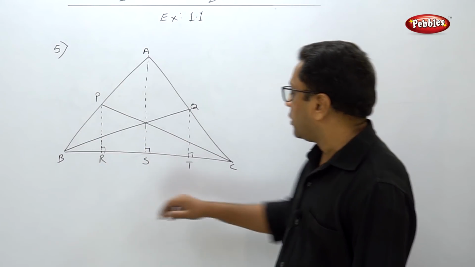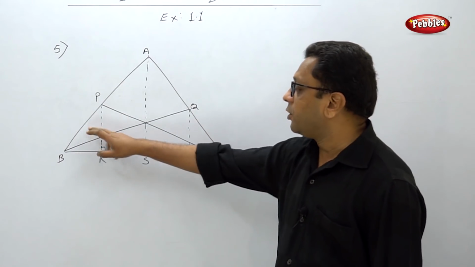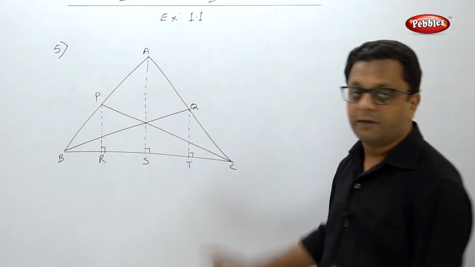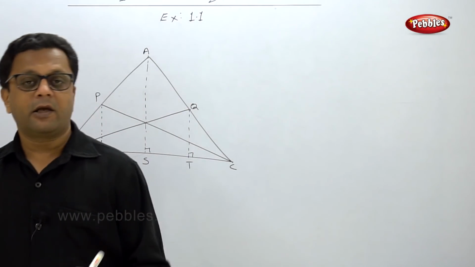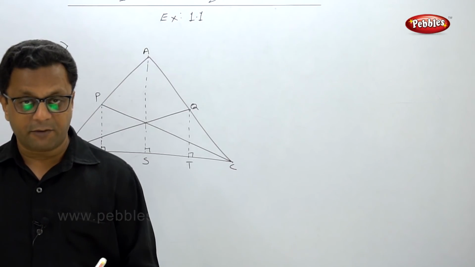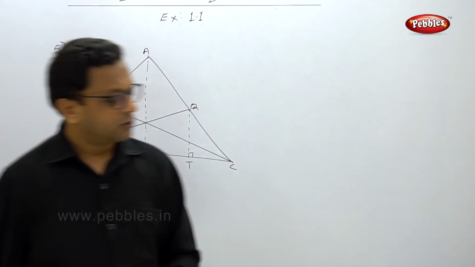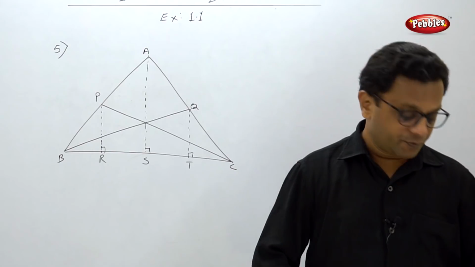BPR, this smaller triangle upon CQT, this smaller triangle. Now here also, base into height upon base into height. Don't consider that these two heights are the same because they look the same in the figure. Unless and until it is stated that these heights are the same, you should not consider it by yourself. Okay? So this example was very simple. You have to write the ratios.